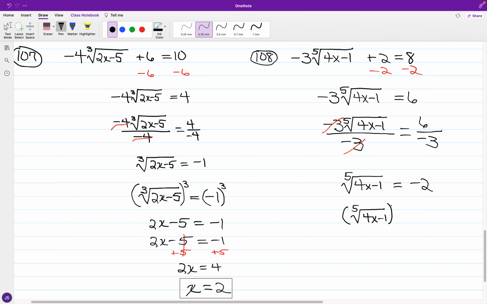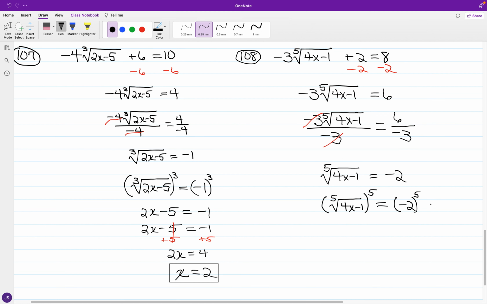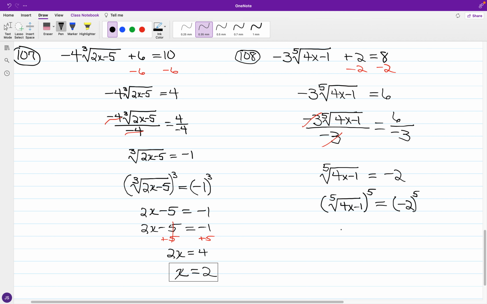So to eliminate the radical, I cubed to get rid of cubic roots, and now for fifth roots, I'm going to take the fifth order to which both sides will be raised. And so for the left hand side, the fifth root of 4x minus 1 to the fifth will become 4x minus 1. To the right, you've got -2 to the fifth. So you're going from -2 to 4 to -8 to 16, and then times -2 once more. We have -2 to the fifth to land at -32.